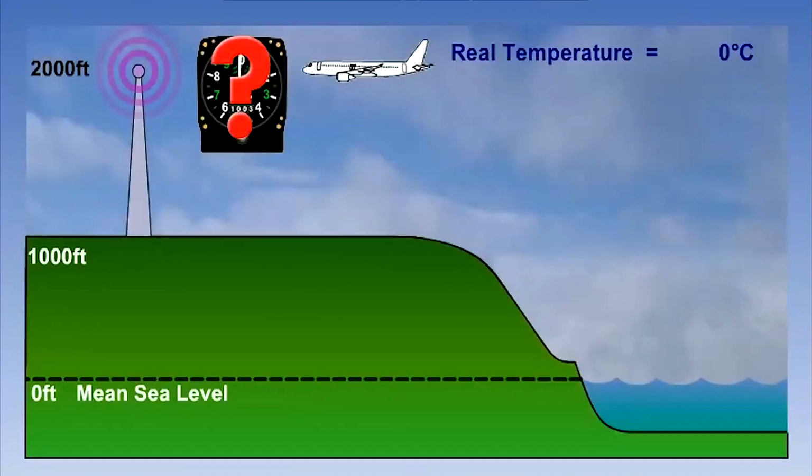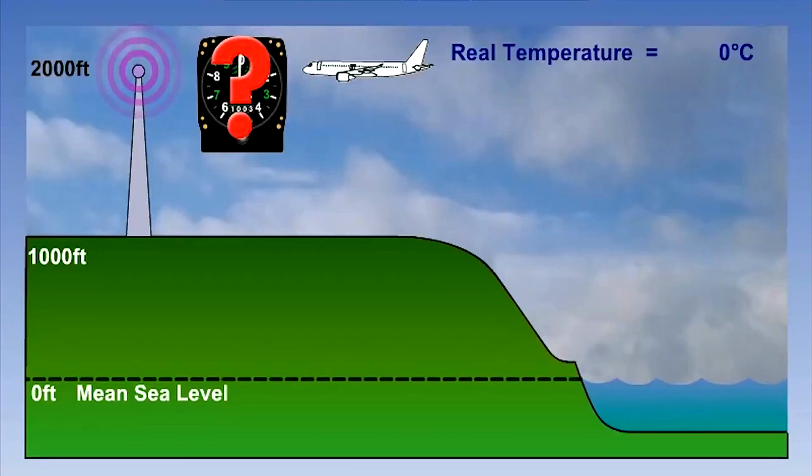Let's say we have an aircraft that's flying level towards a very tall mast which is shown to be 2000 feet above mean sea level. The temperature is 0 degrees Celsius. What would the altimeter indicate with QNH set?